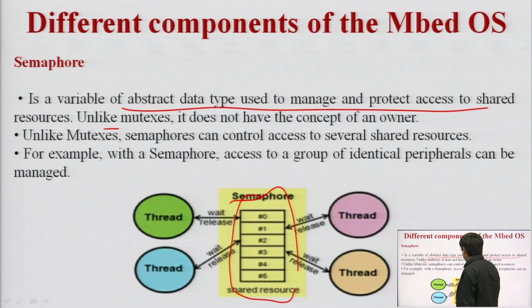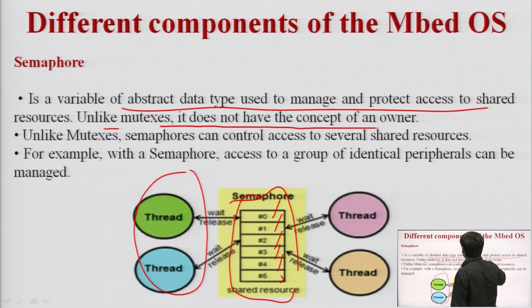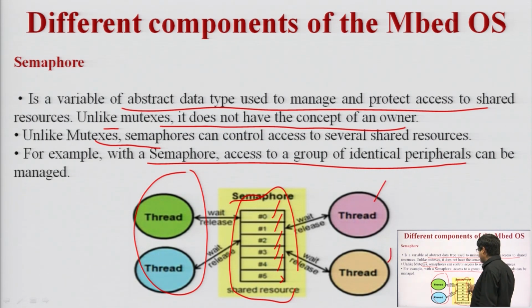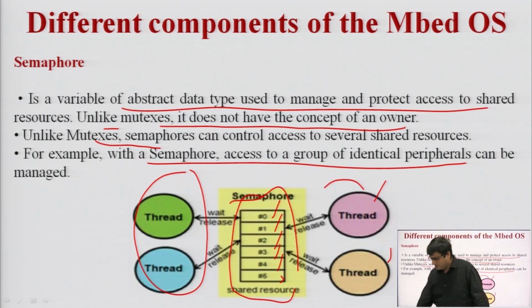So semaphores only manage the shared resources, as you can see in this diagram, and the threads are managed through the mutex, okay. Unlike mutexes, semaphores do not have the concept of an owner; in a mutex there is an owner that can access the threads. For example, with a semaphore, access to a group of identical peripherals can be managed. So a large number of threads can be managed by a mutex, and how many shared resources are given to any thread is managed through semaphores.